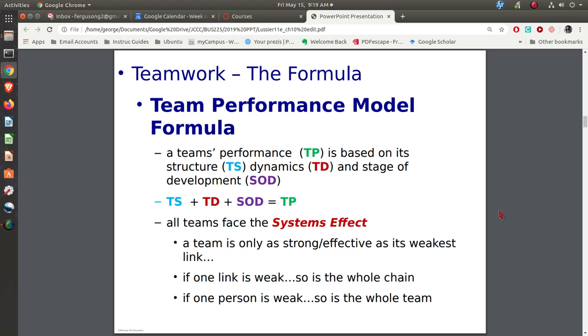When you think about the teamwork aspect and how they perform, think about the team performance model formula. In other words, you have your performance, which is based on the structure, the dynamics, and the stage of development. And what happens is you pull all those together, you get more of a systems effect where the entire thing is only as strong as the weakest link.